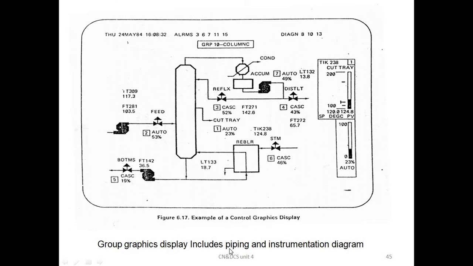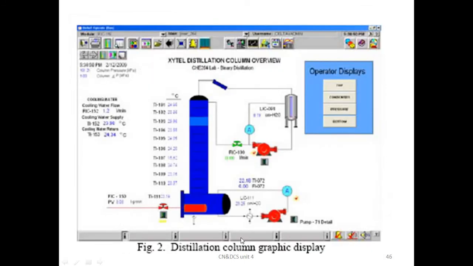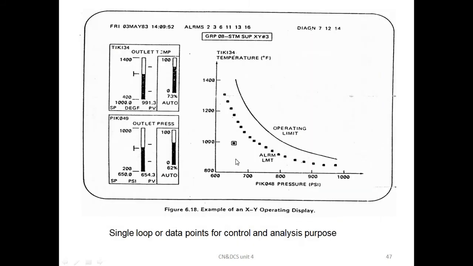Group graphics display include piping and instrumentation diagram. Here the diagram will be represented for the distillation column graphic display, and the next is a graphical form of the pressure and temperature parameters. It will be represented for the pressure and temperature graphical representation. X-Y operating display in the graphical form.